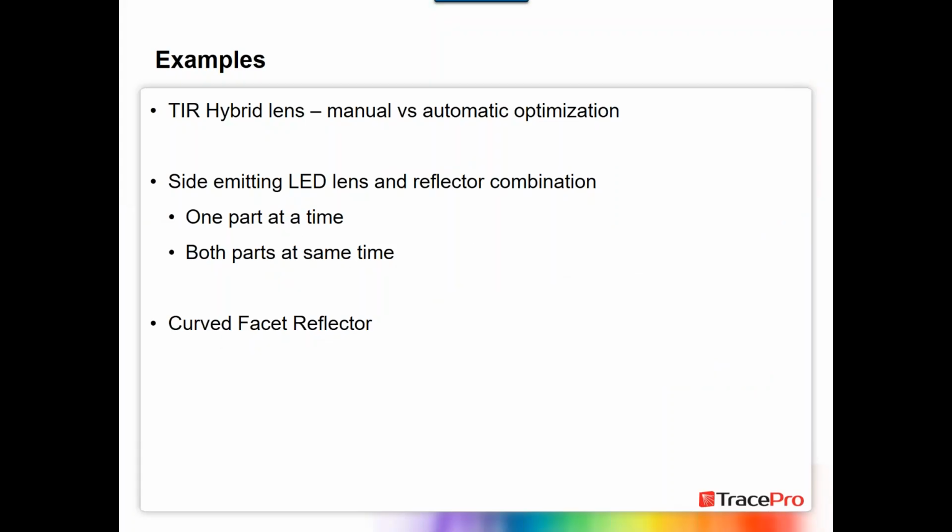I've got 3 examples I'd like to show you. One is a TIR hybrid lens, and I want to make a comparison of a manual versus an automatic optimization. Then we'll look at a combination of an LED lens, a side-emitting LED lens, with a reflector, and we can look at that in 2 ways. Do we optimize one part at a time, or can we optimize both of them at the same time? Are there advantages or disadvantages to doing it one way or the other? And lastly, we'll take a quick look at a curved facet reflector, something that has some complexity.